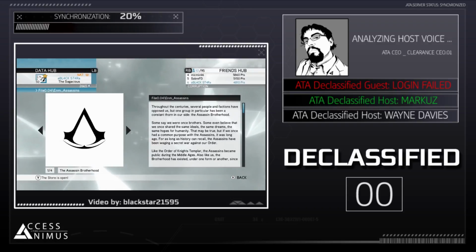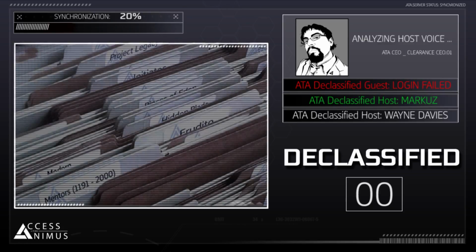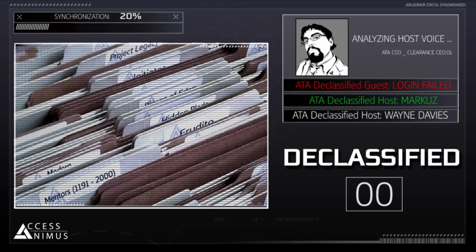And we have another mention in the Abstergo files from the Assassin's Creed Revelations multiplayer. It's written from the point of view of the Templars, but it says, some say we were once brothers. Some even believe that once we shared the same ideals, the same dreams, and the same hopes for humanity. That may be true, but if we once had a common purpose with the assassins, it was long ago. This means that the assassins and the Templars, while they may have had different origins, shared ideals.